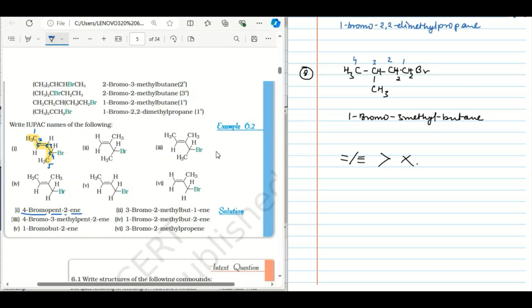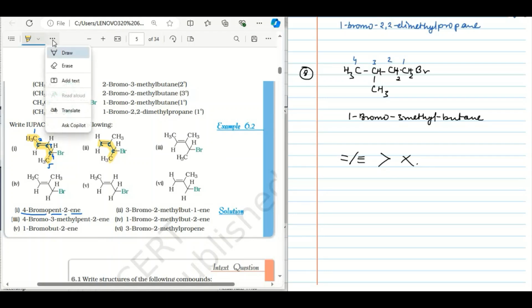Now name the second molecule. Again select the longest carbon chain. First of all draw the carbons. This is 1, 2 and 3 carbon. Now select the longest carbon chain. So the longest carbon chain that contains the double bond as well will start from here 1, 2, 3 and this is 4.